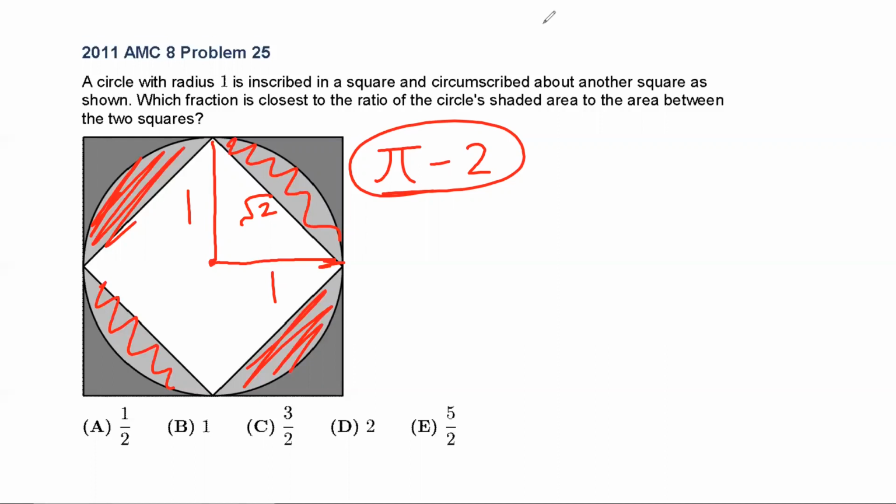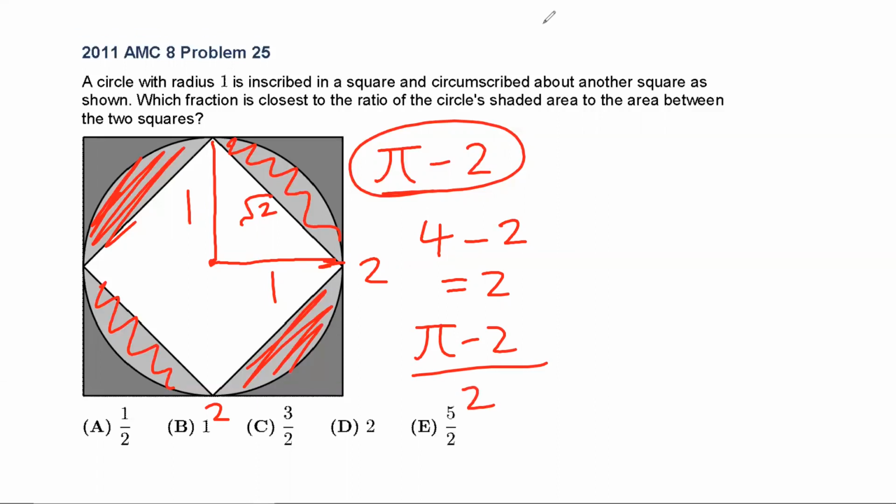So now for all of the shaded areas, that's just going to be the big square minus the small square. So big square has a side length of 2, which gives you an area of 4, minus small square, which has an area of 2, and that gives you 2. So the total ratio is going to be pi minus 2 divided by 2. So if you approximate this fraction, then you should get an answer of 1/2.